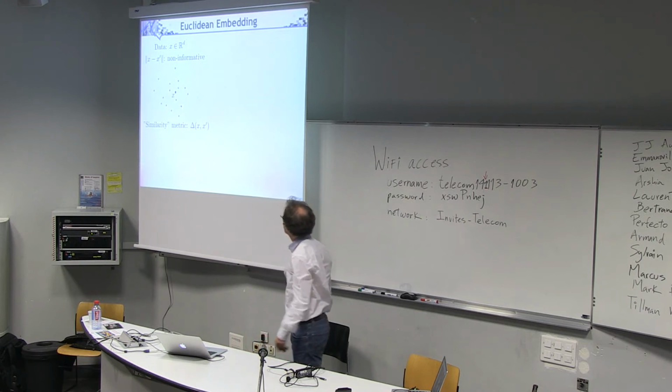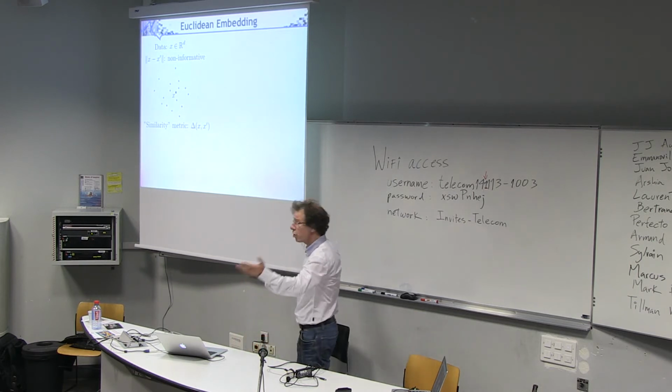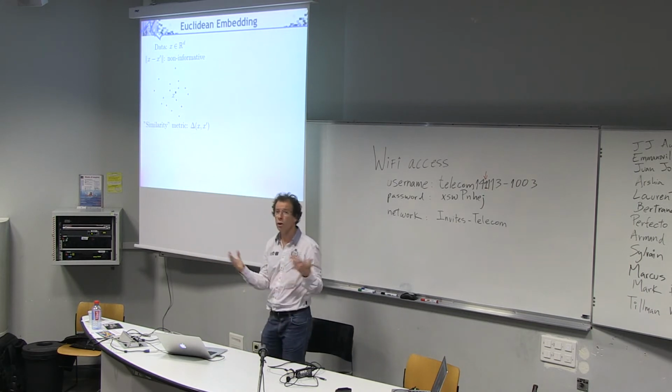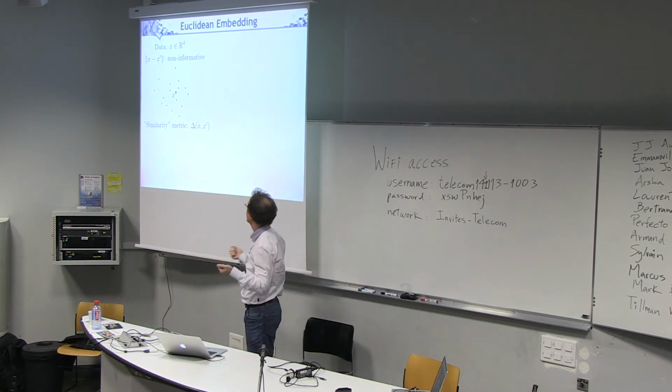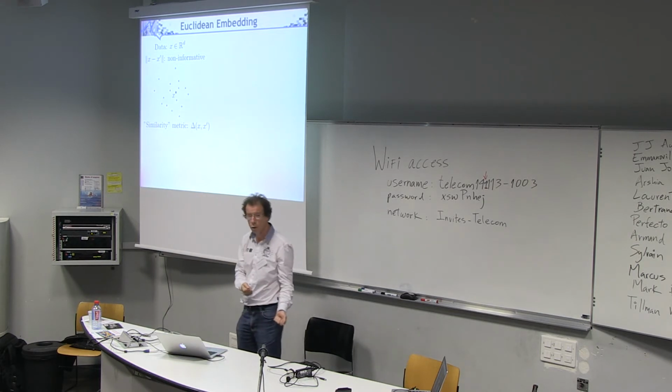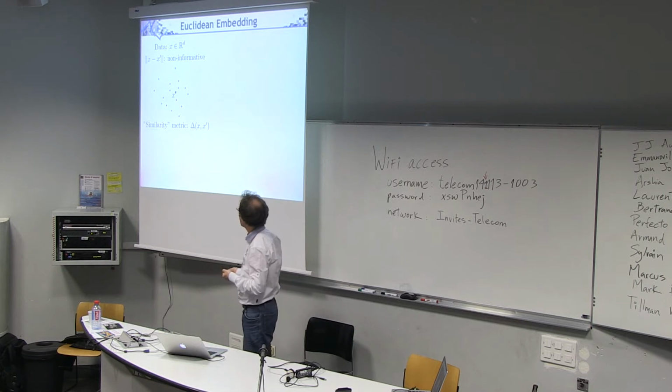So you are in that situation. Imagine two classes, the red and the blue points. Euclidean distances are absolutely non-informative. They tell you nothing. There is no reason why a red point should be closer to another red point than a blue point. Okay.